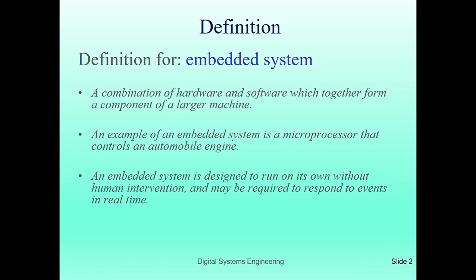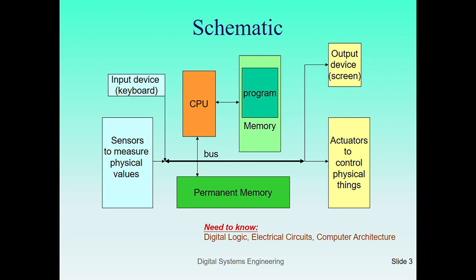So before going to the embedded system technologies, we should define what an embedded system is. An embedded system is a combination of hardware and software which together forms a component of a larger machine. An example of an embedded system is a microprocessor that controls an automobile engine. An embedded system is designed to run on its own without human intervention and may be required to respond to events in real time.